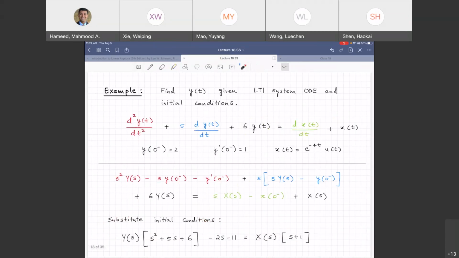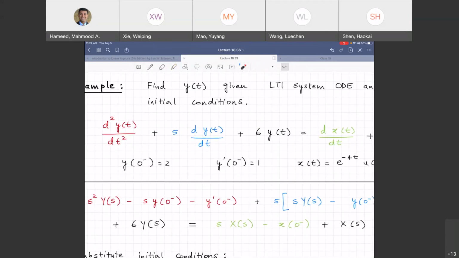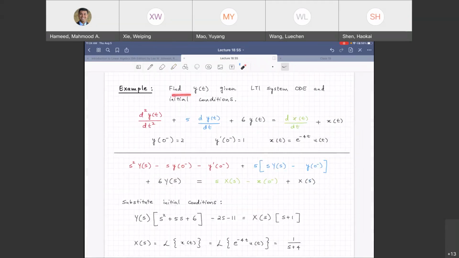Let's do an example. It's color coded over here, so you guys should be able to follow it along really well. All right, so let's see. You're given a differential equation, and there are some initial conditions that are given as well.